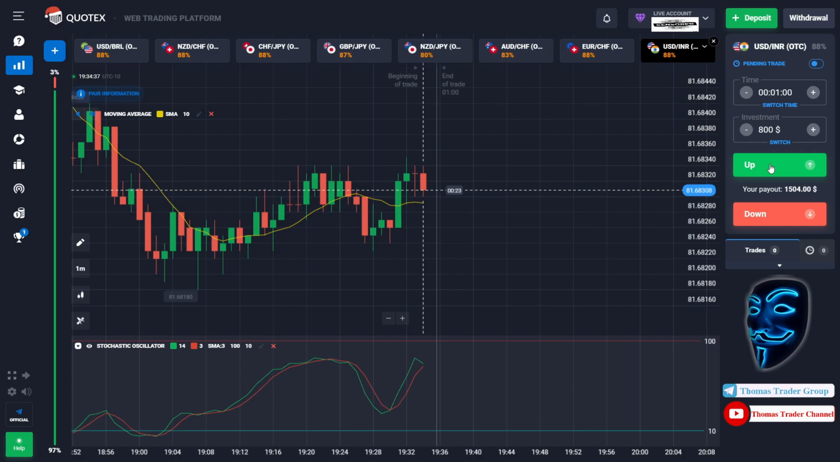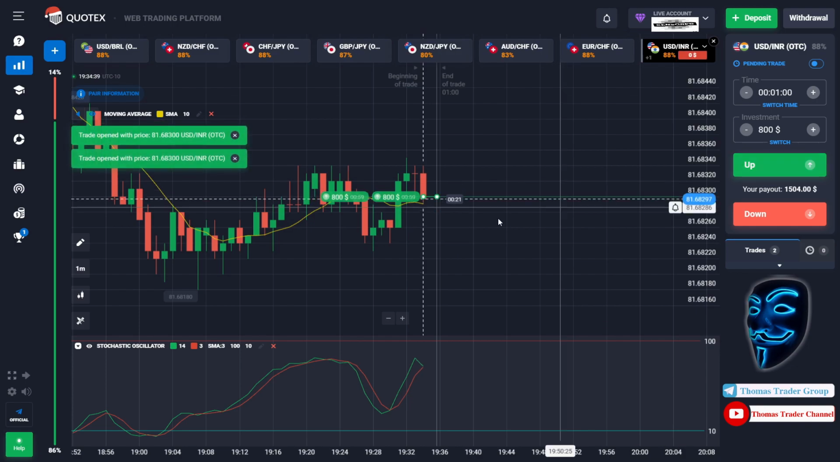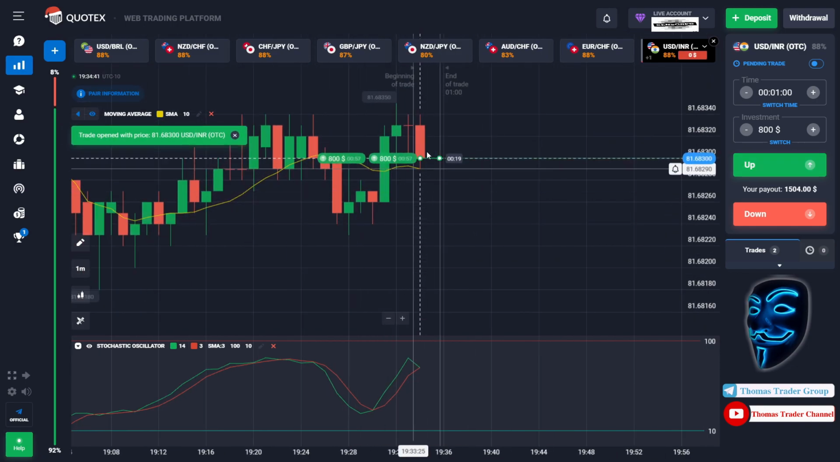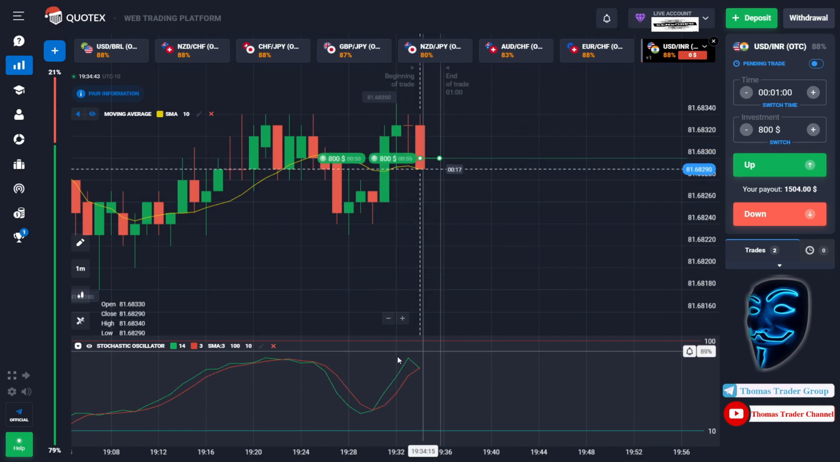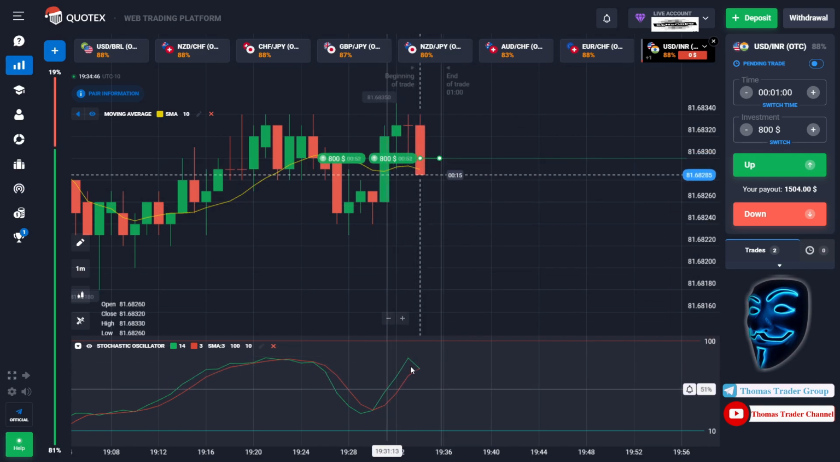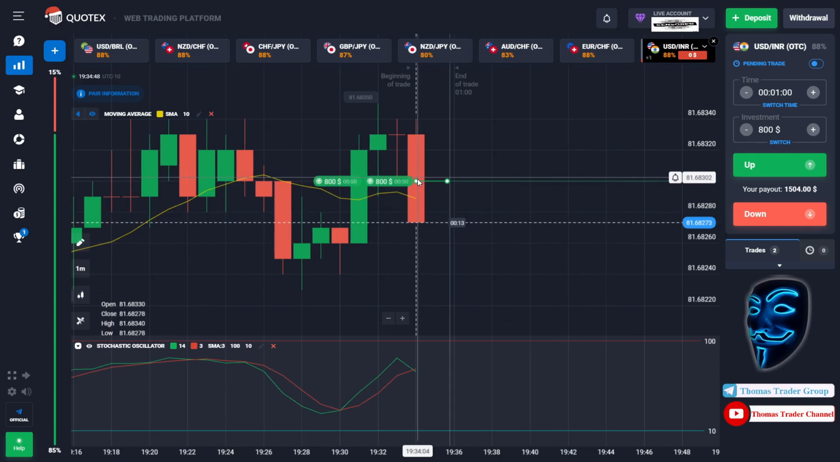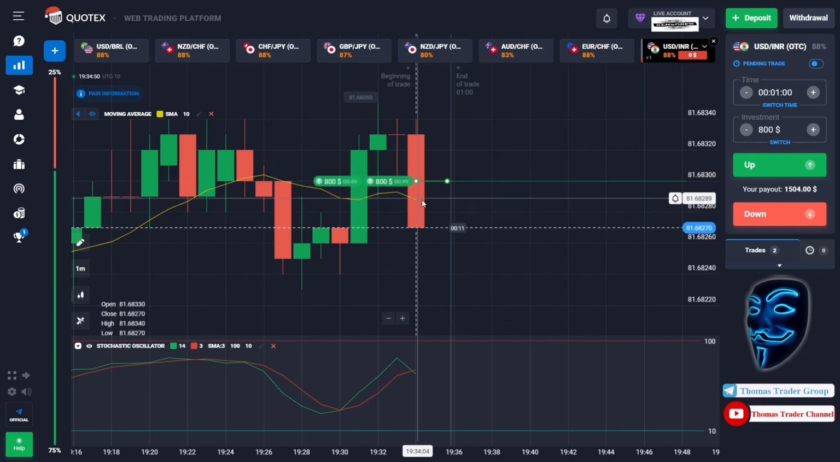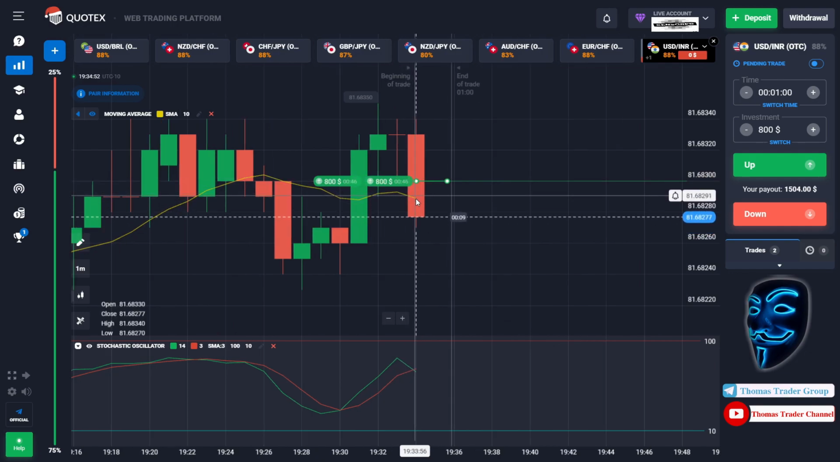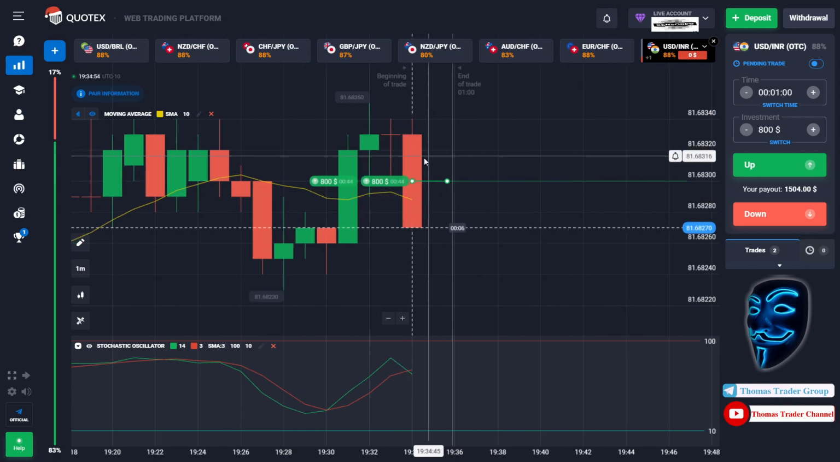Over here we can open buy for 1 minute. As you can see over here, the market is going bullish and the stochastic oscillator is also facing bullish trend, and the market has already touched the moving average line. When the market touches the moving average line, it will make a rebound and it will continue the bullish trend.